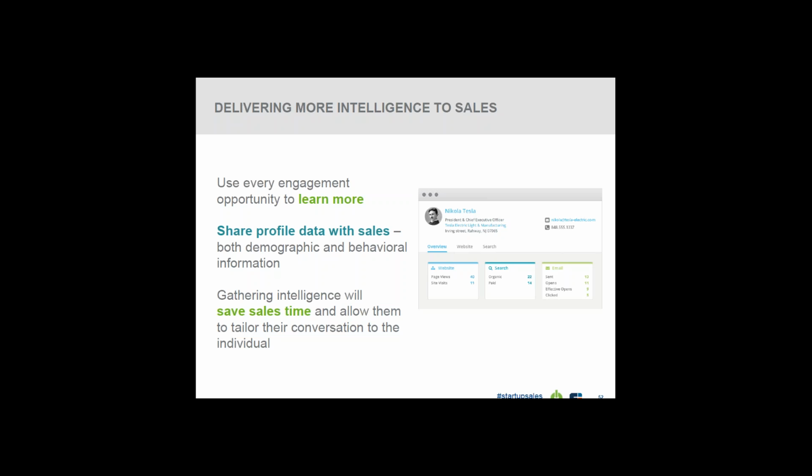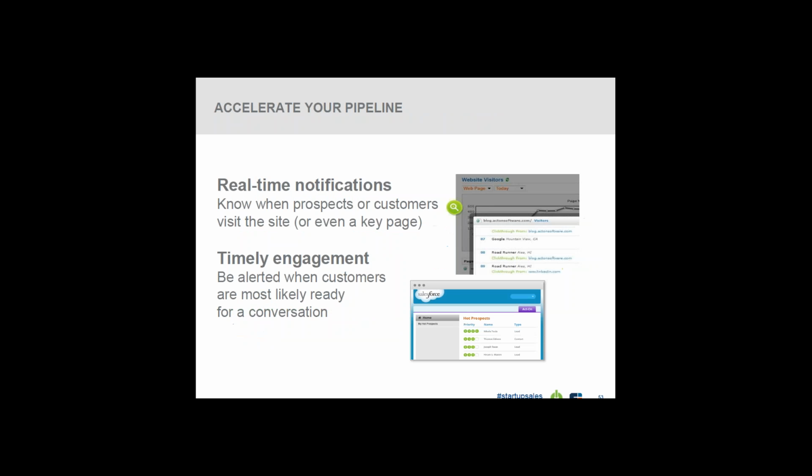Basically, providing this information is going to save your sales team time, and it's going to allow them to tailor their conversations. An example of this is, if somebody was on Act-On's website and was downloading the lead scoring white paper, and then went to a lead prioritization webinar, we would understand that lead scoring and prioritization was a key challenge for them. And when the sales rep reached out to call them, they would know where to start the conversation.